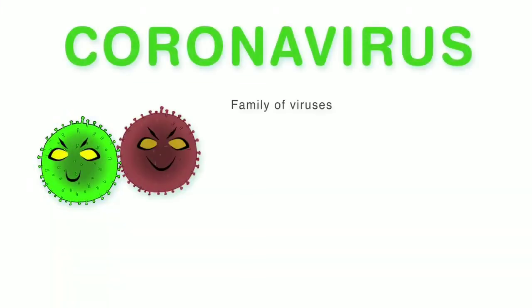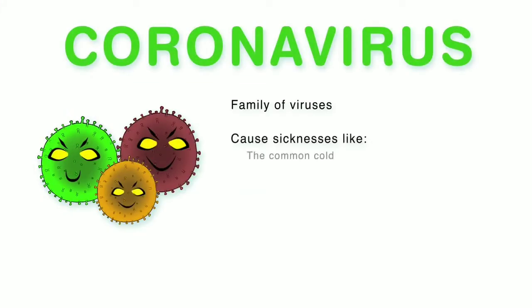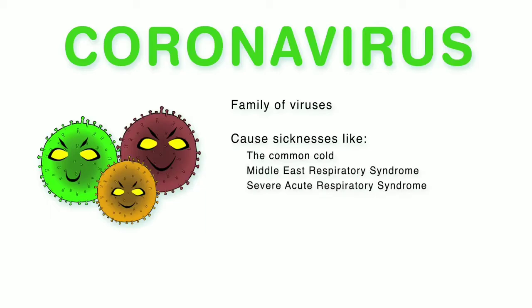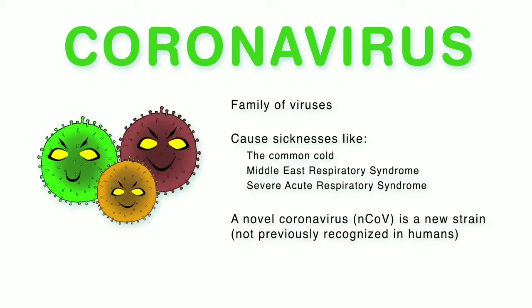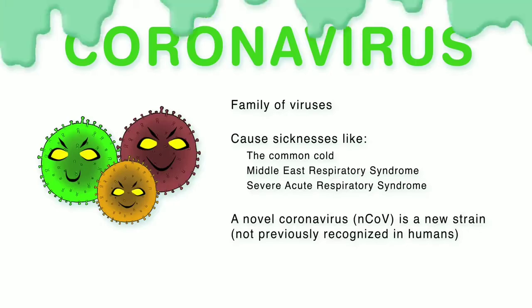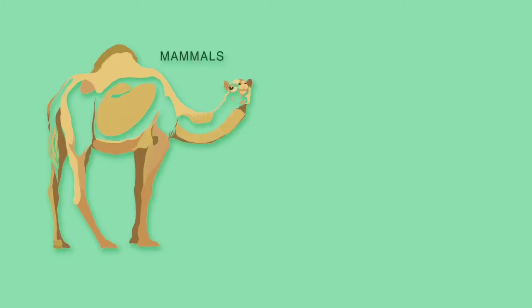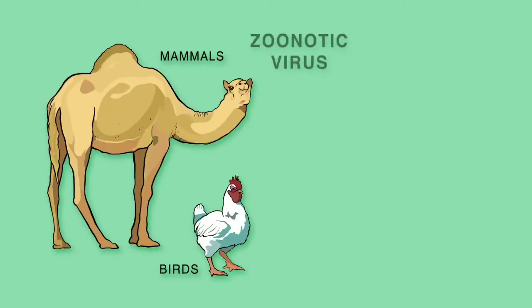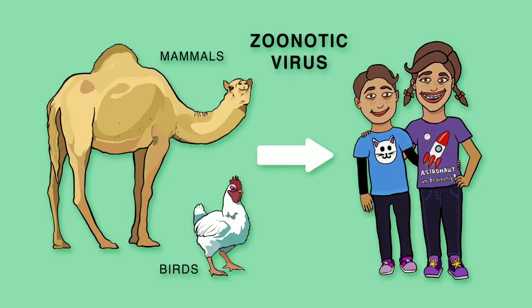Okay, let's go. Coronaviruses are a family of viruses that cause sicknesses like the common cold, as well as more severe diseases such as Middle East Respiratory Syndrome or Severe Acute Respiratory Syndrome. A novel coronavirus is a new strain, one that has not previously been recognized in humans. Coronaviruses cause diseases in mammals and birds. A zoonotic virus is one that is transmitted between animals and people. When a virus circulating in animal populations infects people, this is termed a spillover event.